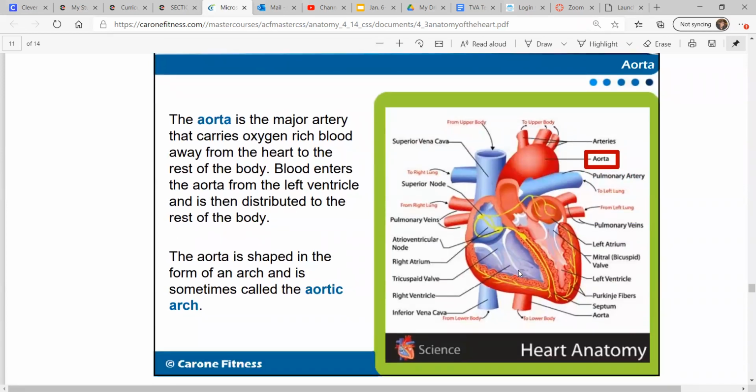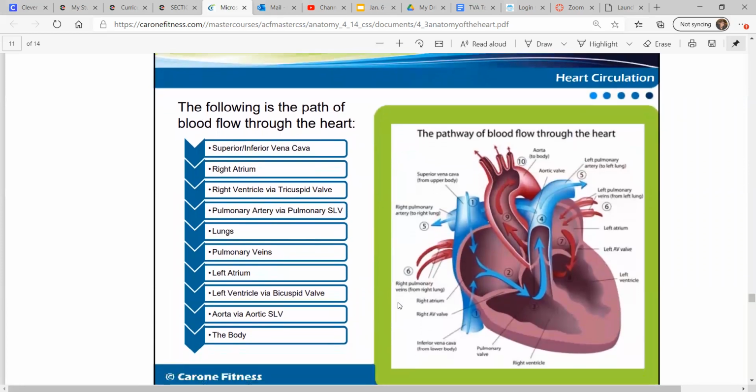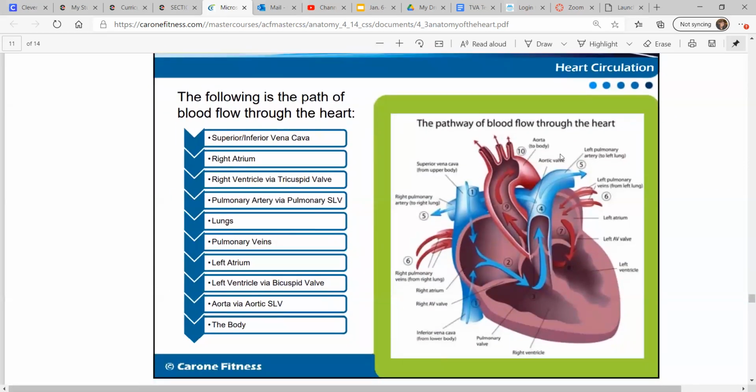The aorta is the major artery that carries oxygen-rich blood away from the heart to the rest of the body. Blood enters the aorta from the left ventricle and is then distributed to the rest of the body. The aorta is shaped in the form of an arch, and we call that the aortic arch. See how it's arching over the rest of the heart? Yeah, the aortic arch. And here we get another look at the path of blood circulation throughout the body.